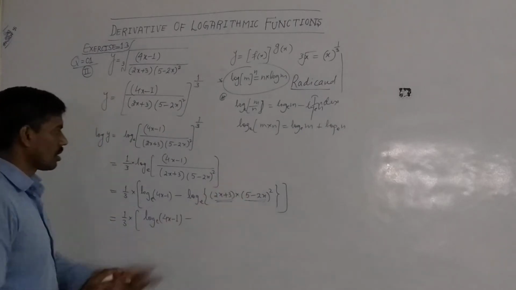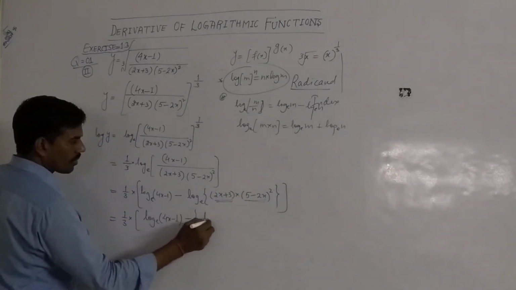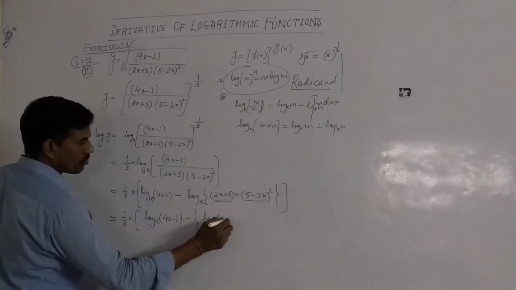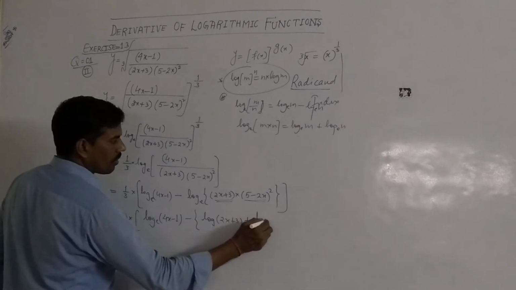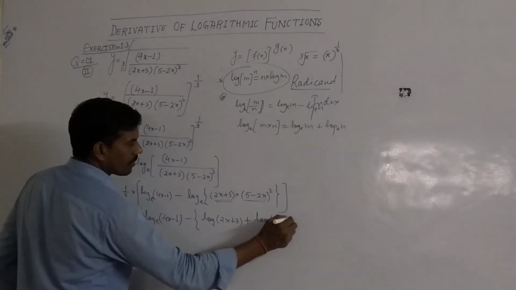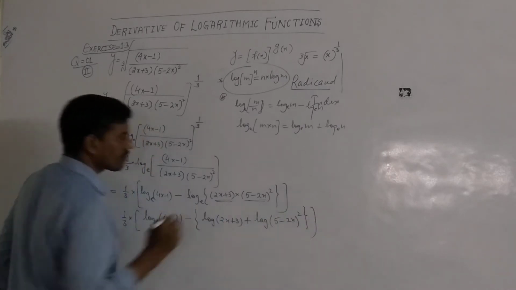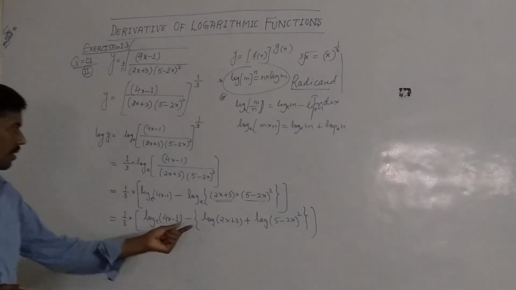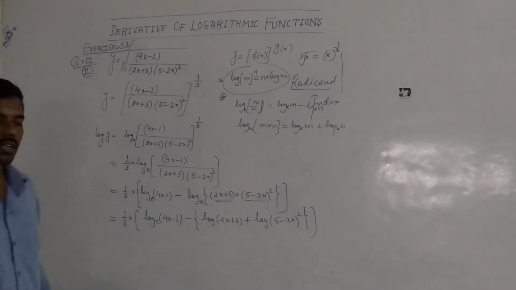Clear? Same. So let us apply log of m into n. We get log of m means 2x plus 3 and plus log of n, 5 minus 2x square. Okay? Clear? And next process is open the brackets, open the curly brackets.